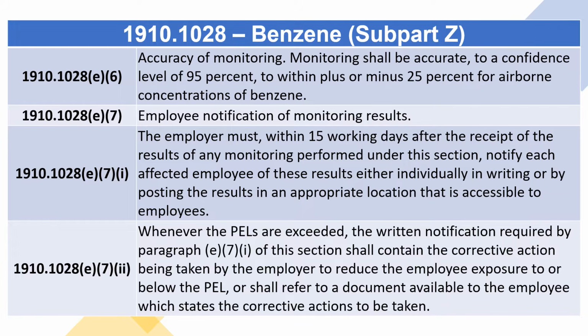Whenever the PELs are exceeded, the written notification required by paragraph (e)(7)(i) of this section shall contain the corrective action being taken by the employer to reduce the employee exposure to or below the PEL, or shall refer to a document available to the employee which states the corrective actions to be taken.